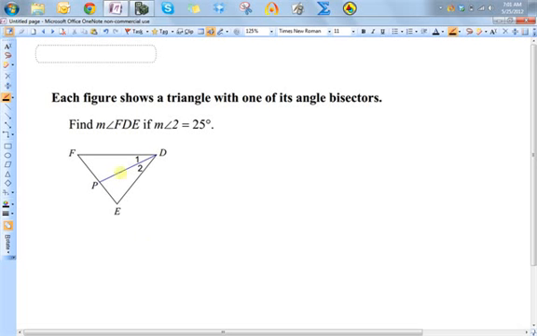So this diagram shows a triangle with one of its angle bisectors. So that means that this line segment, PD, or DP if you'd like to call it that, must be an angle bisector. Because this is an angle bisector, these two angles are equal to each other, and each individually is equal to 1/2 the measure of this angle here.